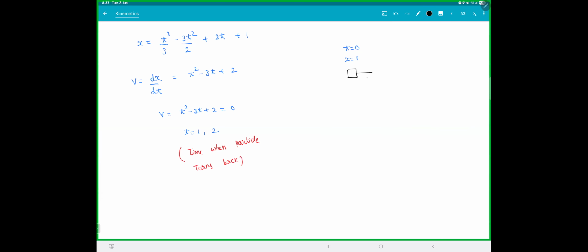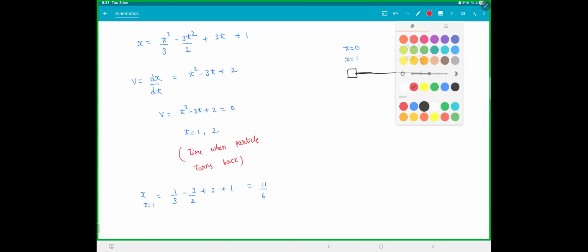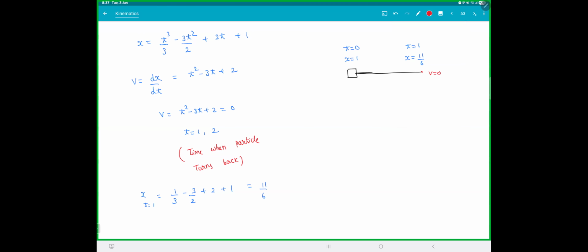So this particle is going straight, and at t is equal to 1 second, where are you? At t is equal to 1, substitute here. How much are you getting? x will be 1 by 3 minus 3 by 2 plus 2 plus 1. This will be 1 by 3 plus 3 by 2, that would be 9 plus 2, 11 by 6. So at t is equal to 1 second, you have reached the point 11 by 6, and then you come momentarily to rest. And then you turn back.